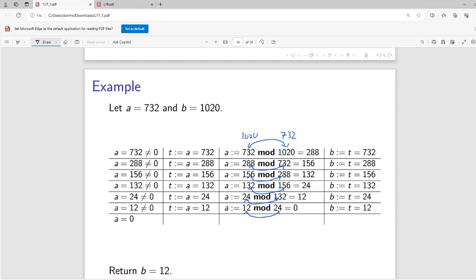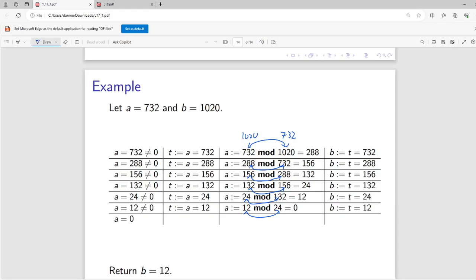Okay, keep on going. So a is equal to 132, which is not equal to 0. So then t takes on the old value of a, which is 132. a becomes the remainder after dividing, so that should say 156 mod 132, which is 24. Okay, and b takes on the old value of a, which is 132. Keep on going. So a is equal to 24, which is not equal to 0. So then t becomes the old value of a. a becomes the remainder, which is 12, right? So that should say 132 mod 24 equals 12. And then b takes on that old value of a, which is 24.